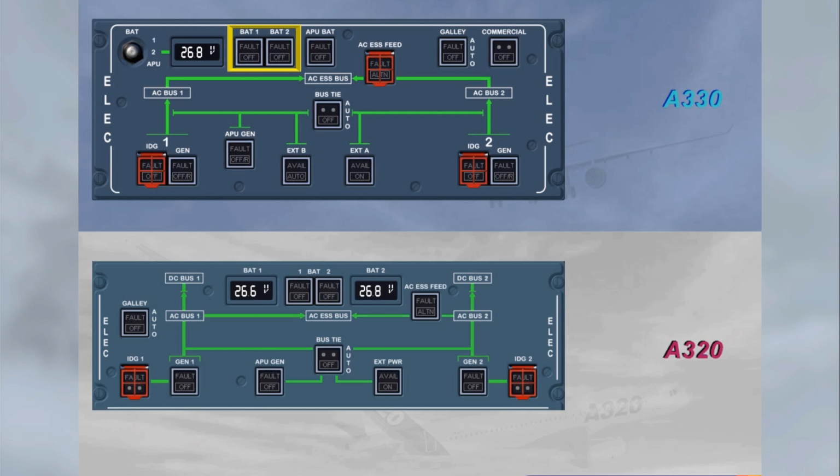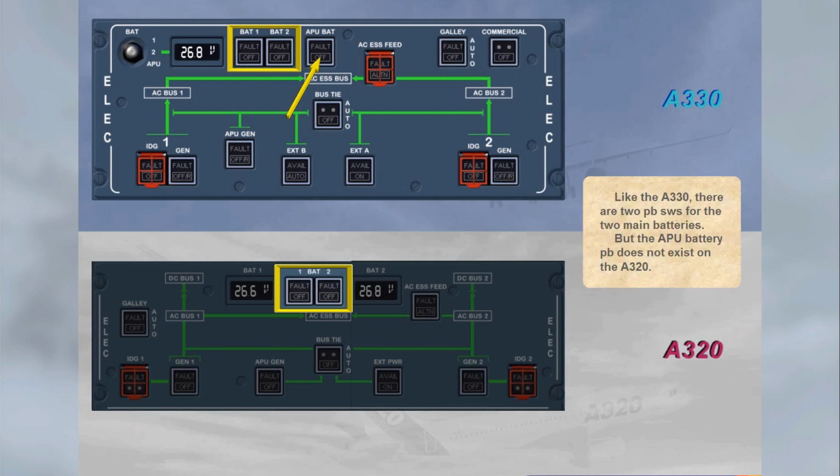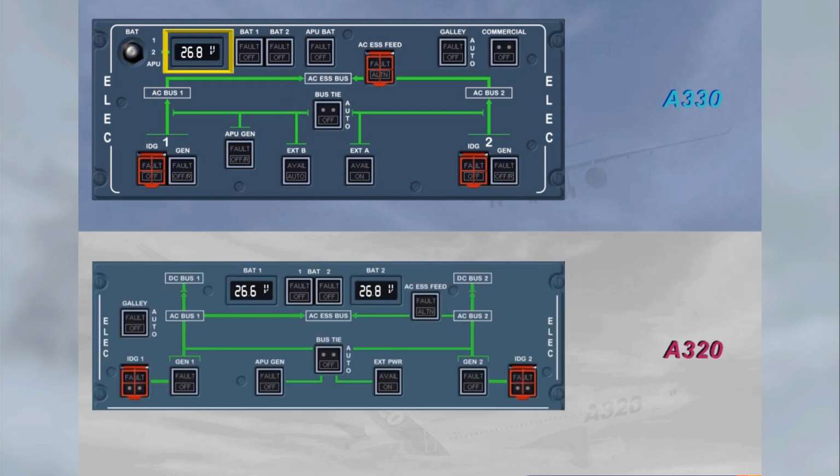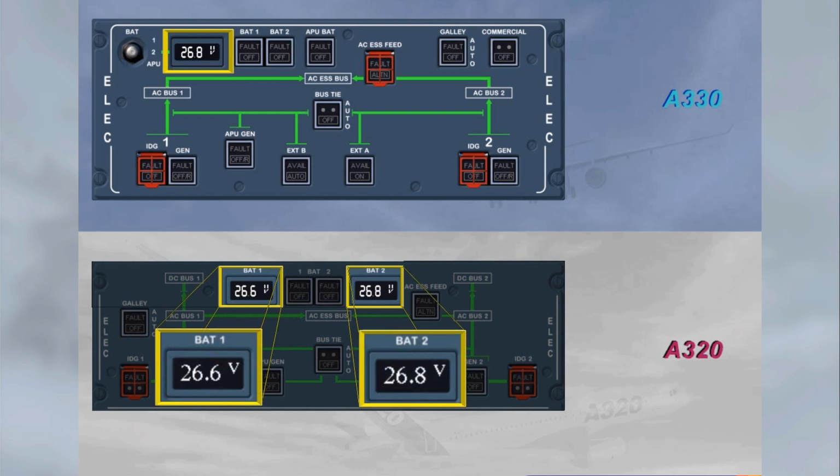Like the A330, there are two push-button switches for the two main batteries. But the APU battery push-button does not exist on the A320. On the A320, the main battery indications are displayed for both batteries. Note, on the A320, there is no switch to select the battery voltage indication.